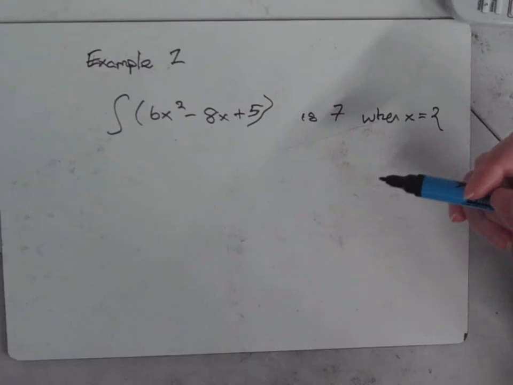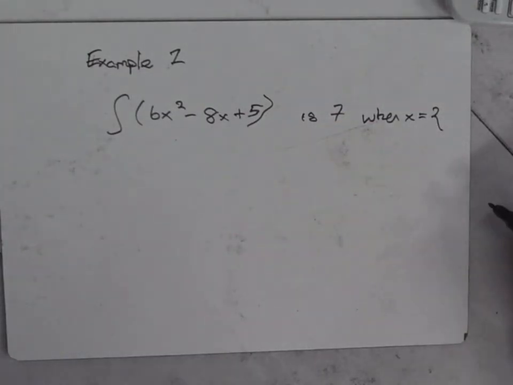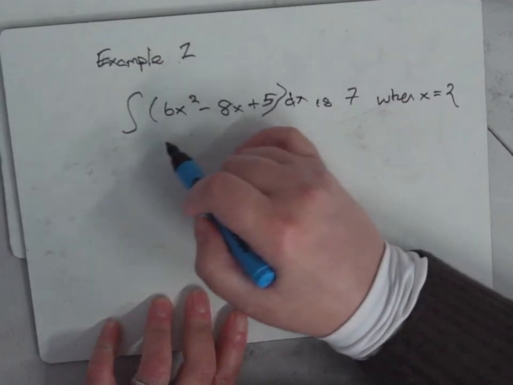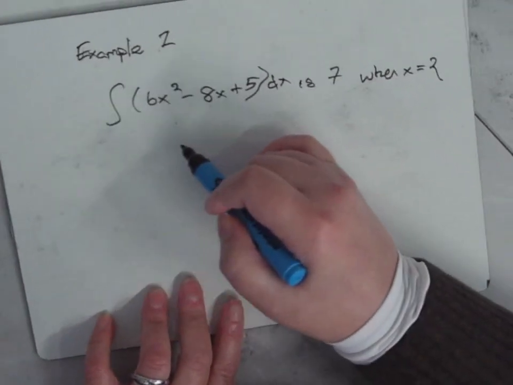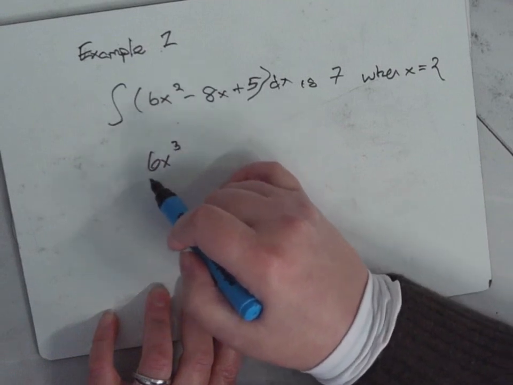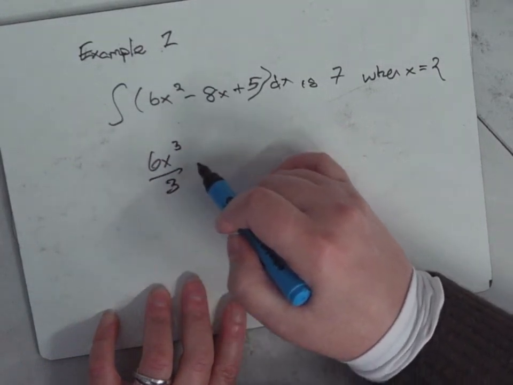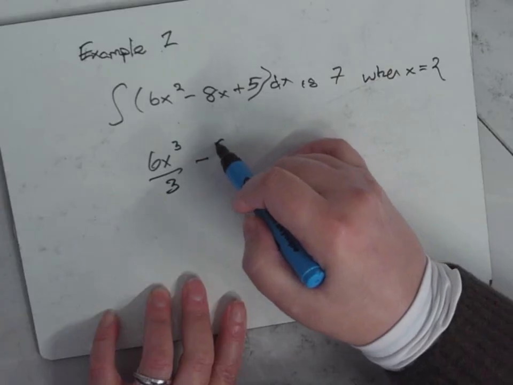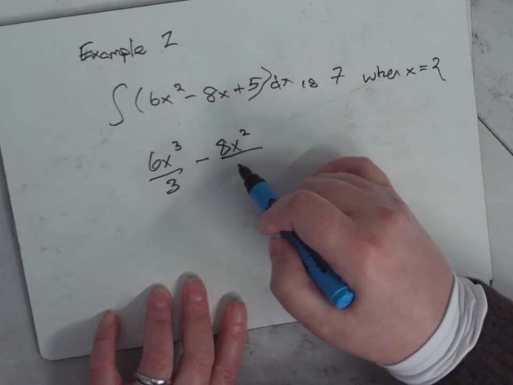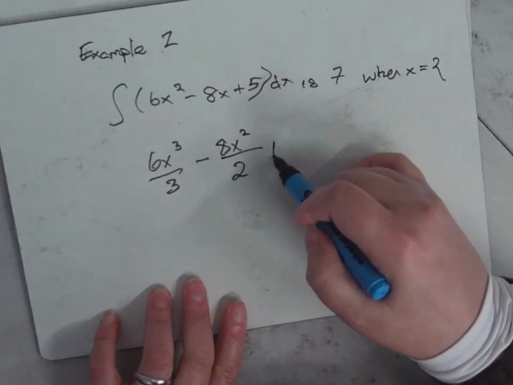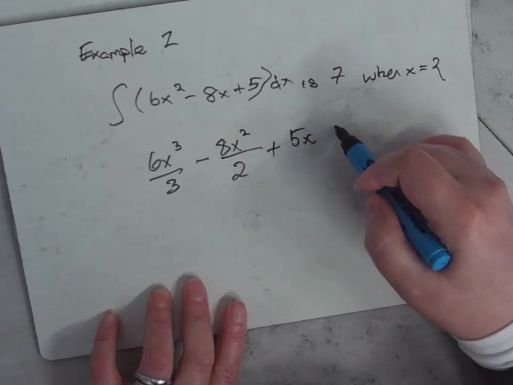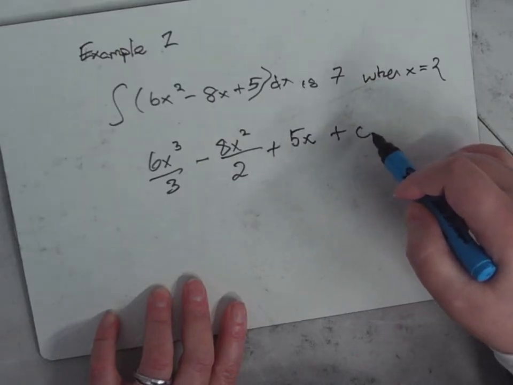Right. So we integrate first. I never said dx there, but there's a dx there at the end. That just means everything's in terms of x. So integrate. The 6 doesn't affect anything. Increase the power by 1 and divide by the new power. The 8 doesn't affect anything, but you increase the power by 1 and you divide by the new power. And then a constant becomes a 5x, and we know there's a plus c there at the end.